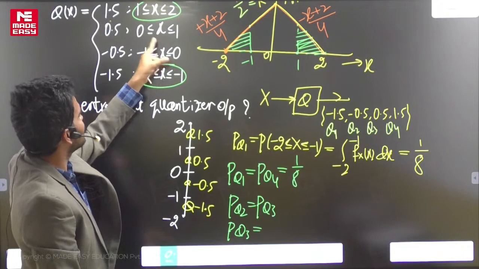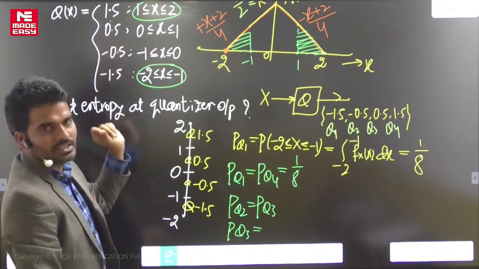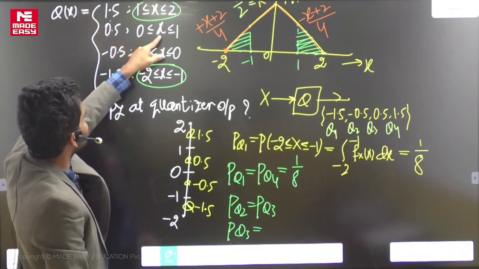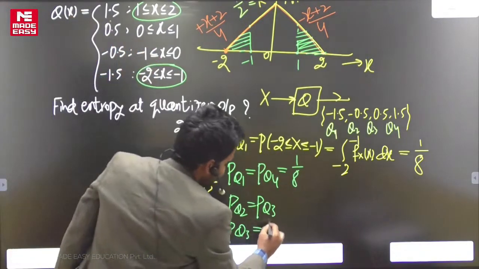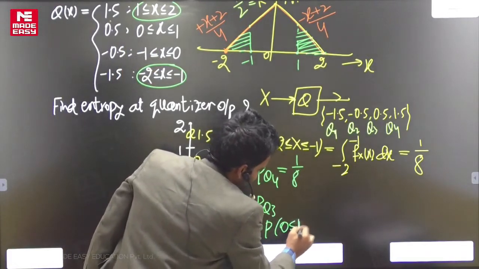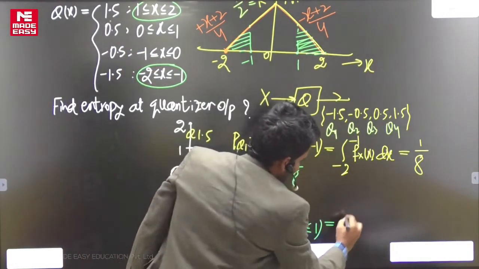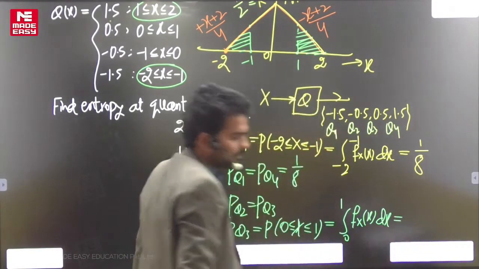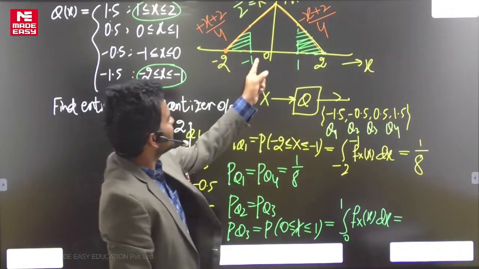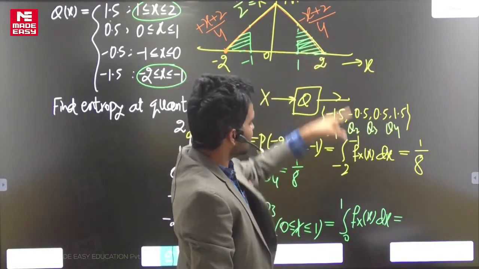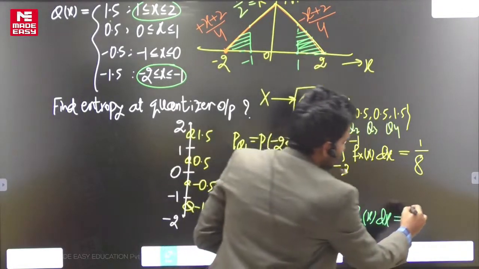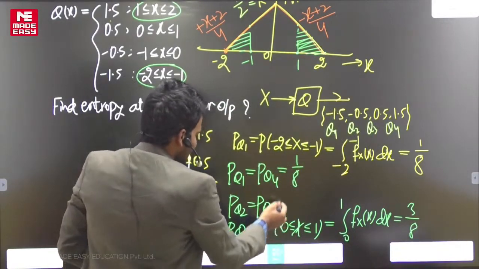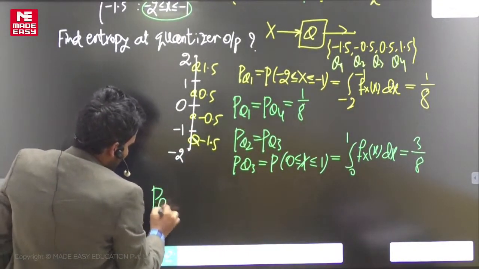If x is in between 0 and 1, then the output of the quantizer is 0.5. So the chance of 0.5 at the output of the quantizer is nothing but the probability that x is in between 0 and 1. So this is the integration from 0 to 1 of f_X(x) dx. When x is in between 0 and 1, what is f_X(x)? It is (-x + 2)/4. Just substitute here, and if you try to find out, you will get 3/8. Now we got the probabilities here.